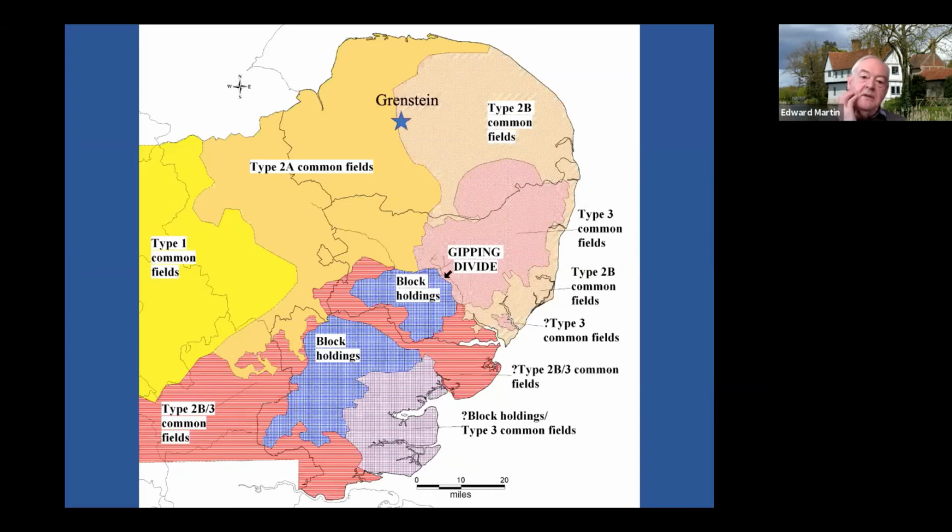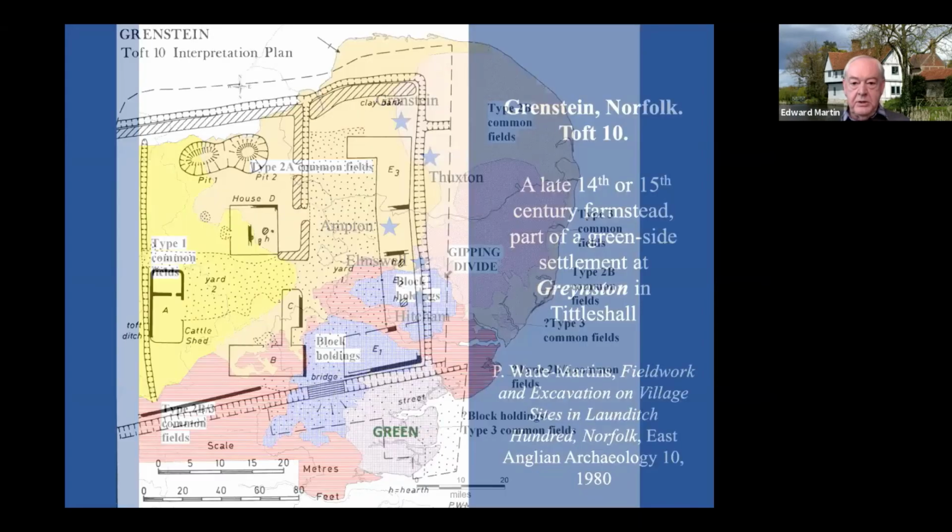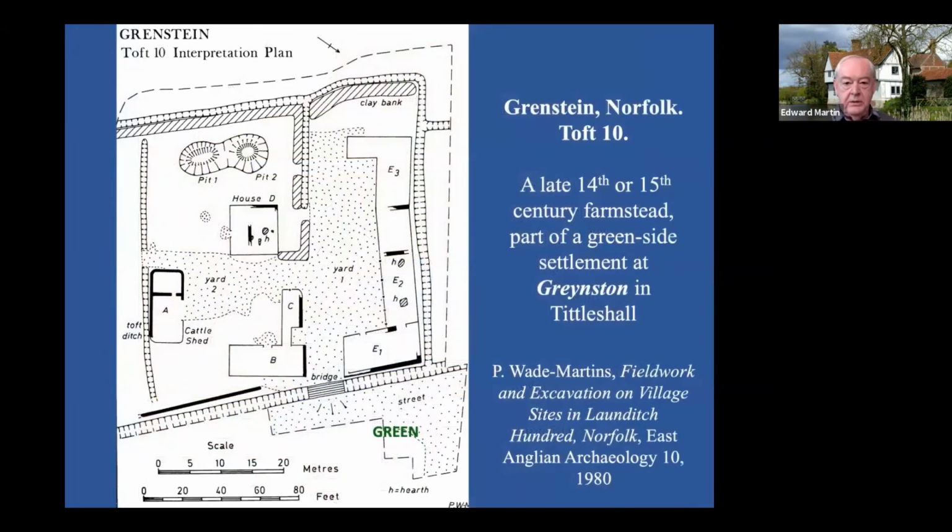And I'm going to finish really by looking at individual places in terms of where you place your house and where you place your barns. So we're going to look at a few different places across these different types of landscapes. To start with, this is an excavated site in Norfolk, and there is a house, as far as we can tell from the excavated evidence.